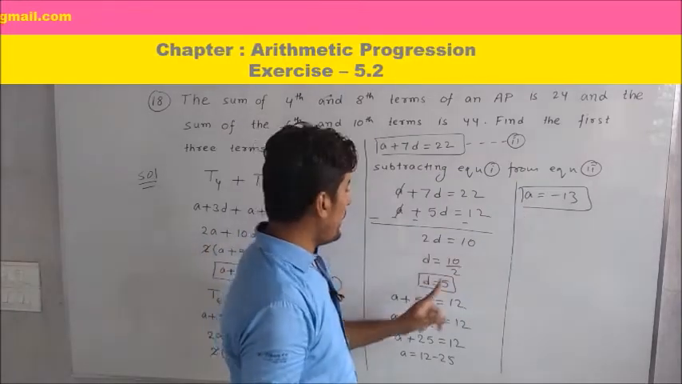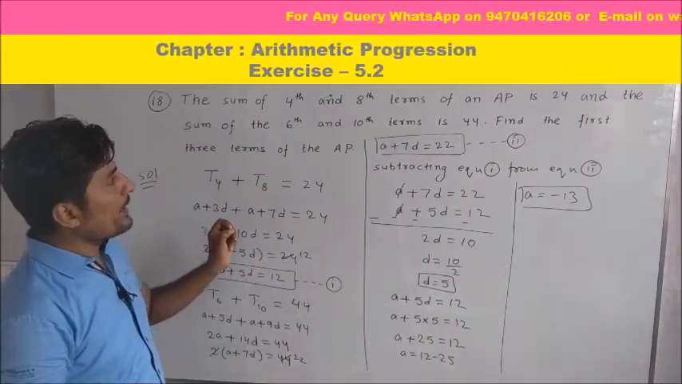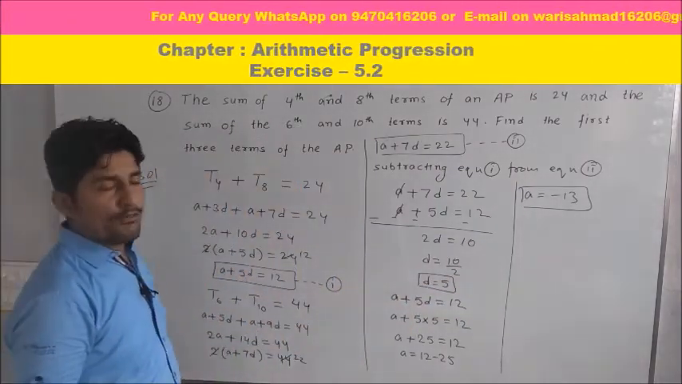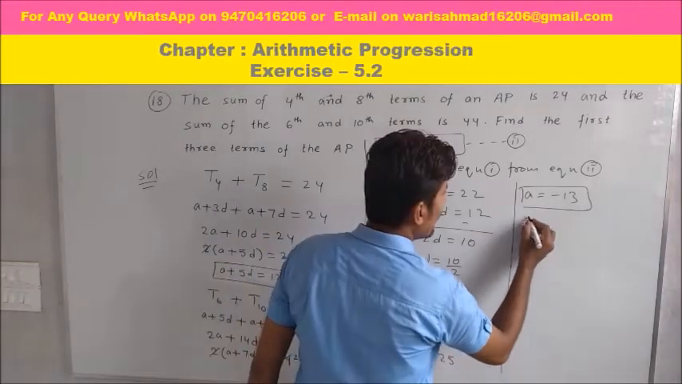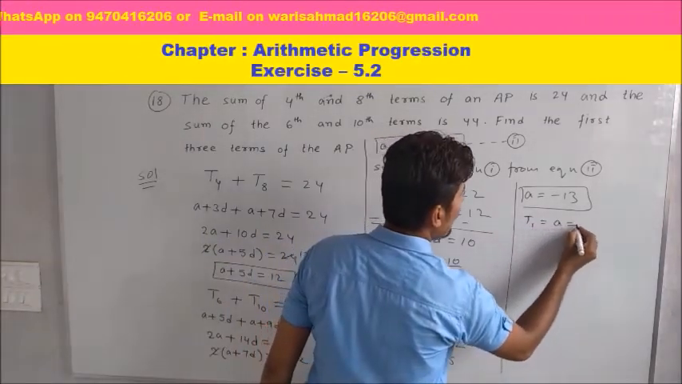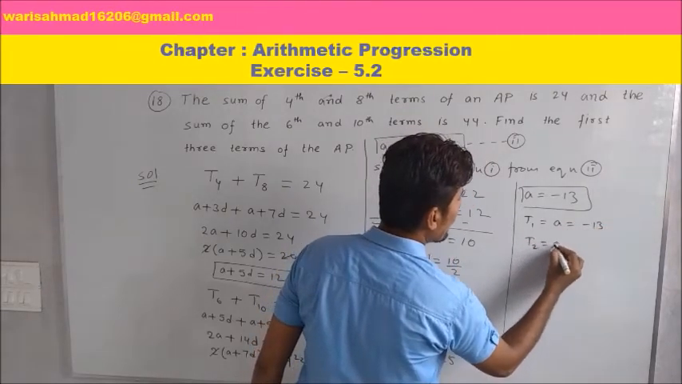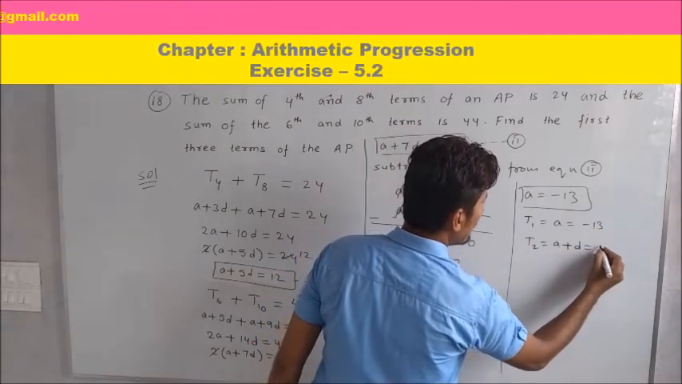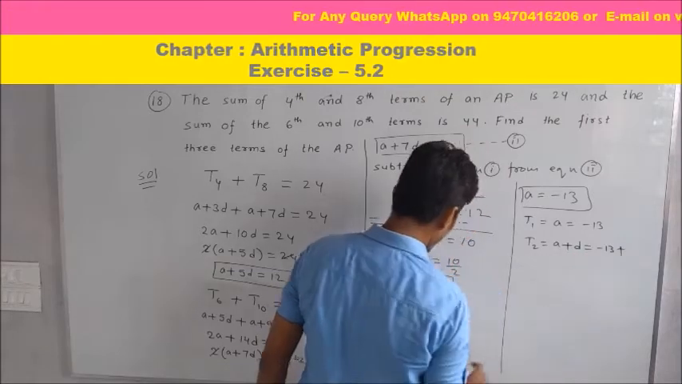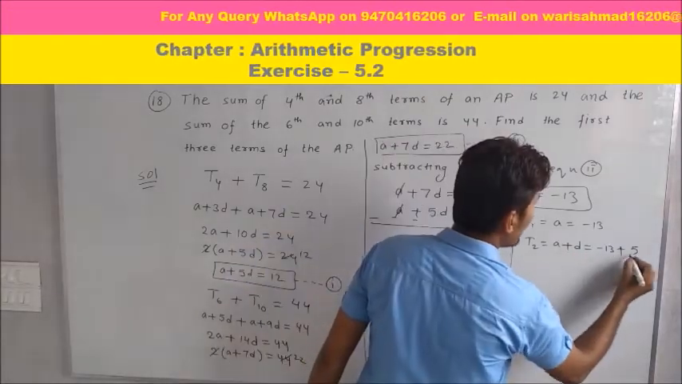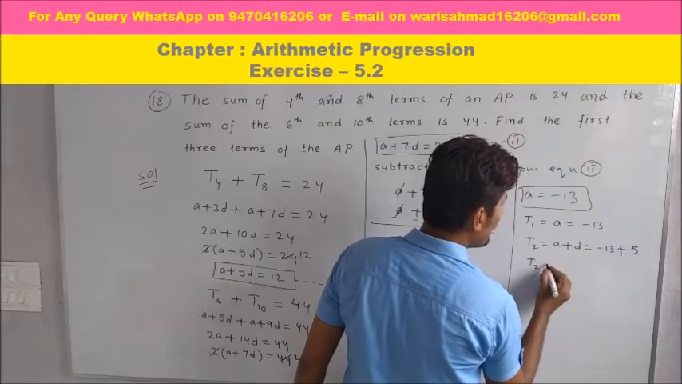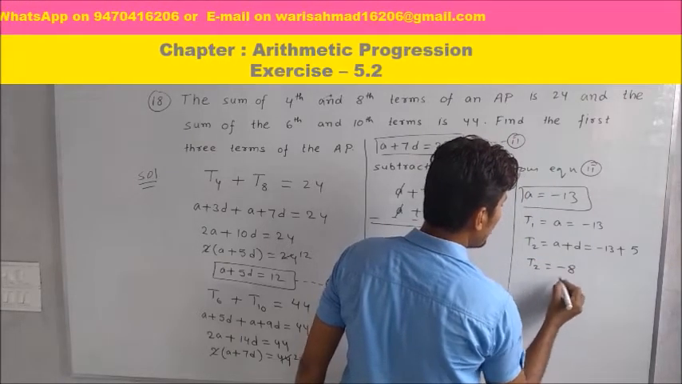After getting the values of A and D, now we have to find the first three terms of the AP. The first term is equal to A, and that is equal to minus 13. It is already given. T2 is the second term. We can write A plus D, meaning minus 13 plus the value of D we have, 5. So T2 will be equal to minus 8.